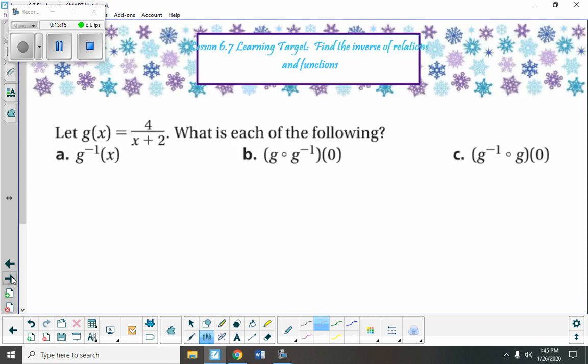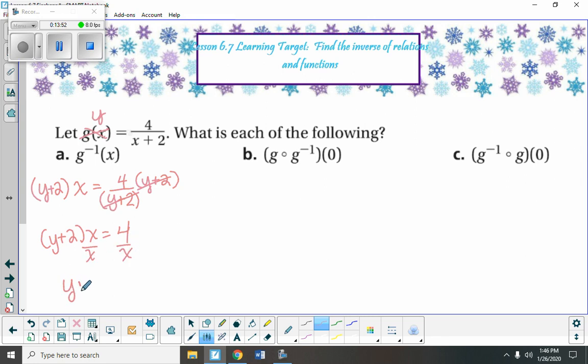All right, let's do one more. If g of x is 4 over x plus 2, what is each of the following? So let's just call this y. And now to find the inverse, we're going to switch the x and the y. And then we solve. So I'll put parentheses here, multiply both sides by that. So you have y plus 2 times x equals 4. And then let's go ahead and divide both sides by x.